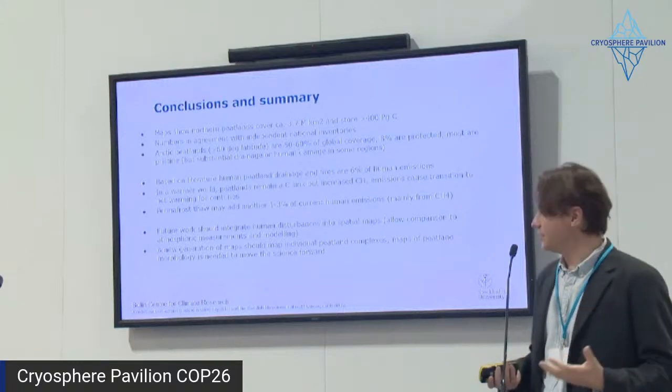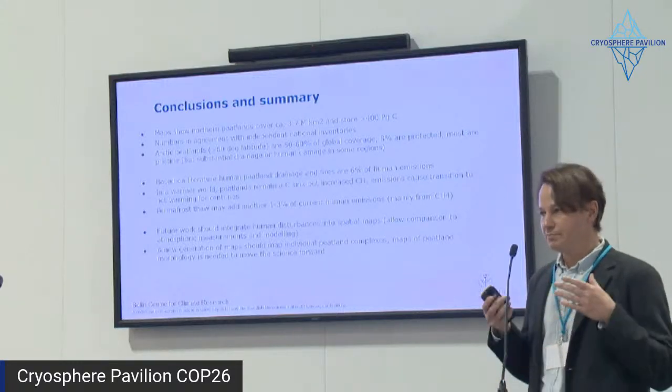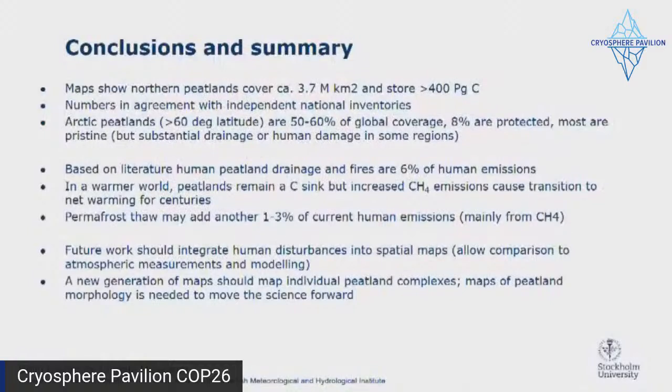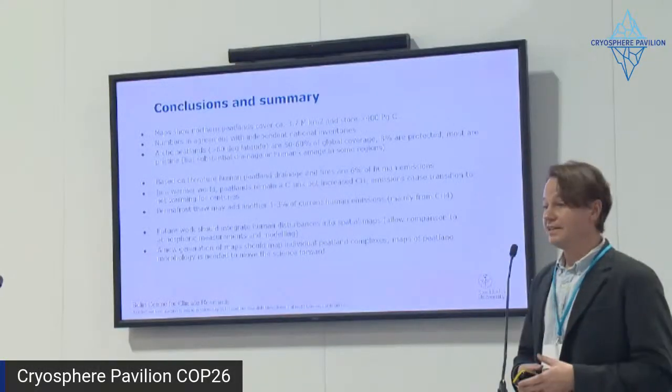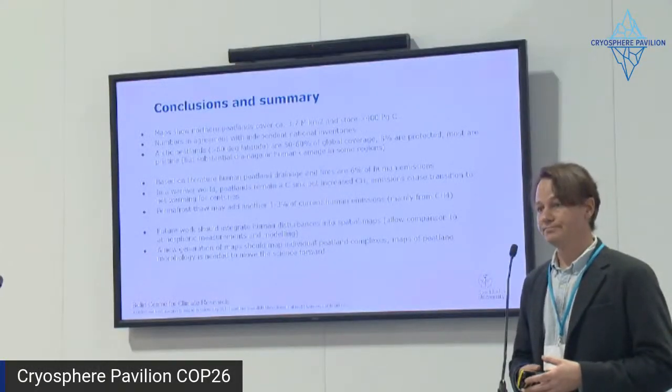And I think that a new generation of maps should really have a spatial resolution where you can map individual peatland complexes, saying over there's a peatland, here there's not. Right now we just have general maps showing the percentage of peatland over large areas. We need to do better. We need to know that's a peatland, that's not a peatland, and we also need to know roughly what type of peatland it is, because that will make a big difference under warming scenarios, and also know whether it has been drained or not. So that's what we really need to move the science forward.